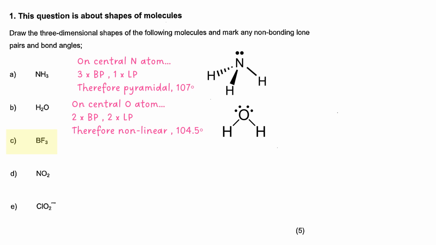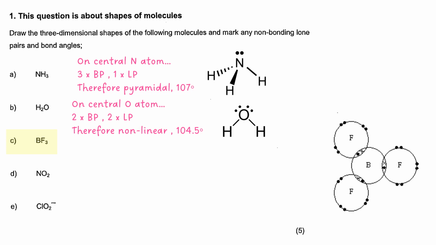With BF3, this one is rather interesting because the boron has 1, 2, 3, 4, 5, 6 electrons in its outer shell, which is a little unusual. But that's not the remit of the question. They're literally asking you to deal with what we have in front of us. So boron has 3 electrons in its outer shell because it's in group 3. It'll form 3 covalent bonds, leaving no lone pairs. So it'll form a flat, or what we call in chemistry, a planar structure. So this would be trigonal planar, is the name for the shape, and it's 120 degrees bond angle.